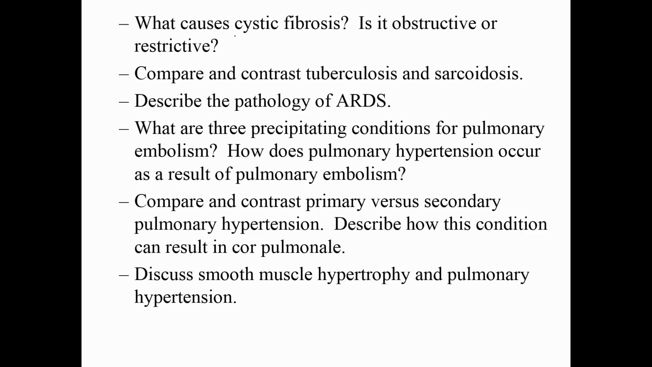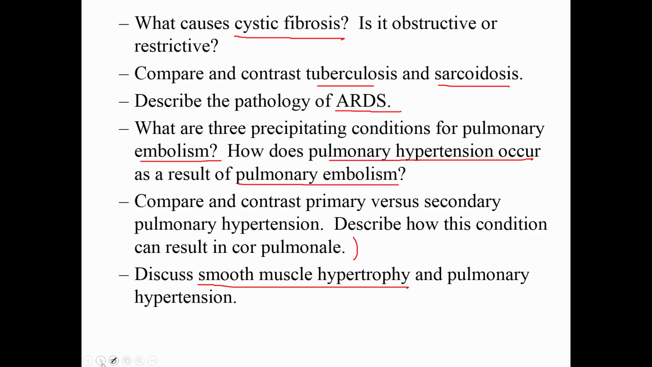Examples are cystic fibrosis, at least in the long term, tuberculosis, sarcoidosis, ARDS, and then pulmonary embolism. How do we get pulmonary hypertension when you get a pulmonary embolism? Primary versus secondary pulmonary hypertension, and how this can go into heart failure. And pulmonary hypertension causes smooth muscle hypertrophy, and there's a significance to that.